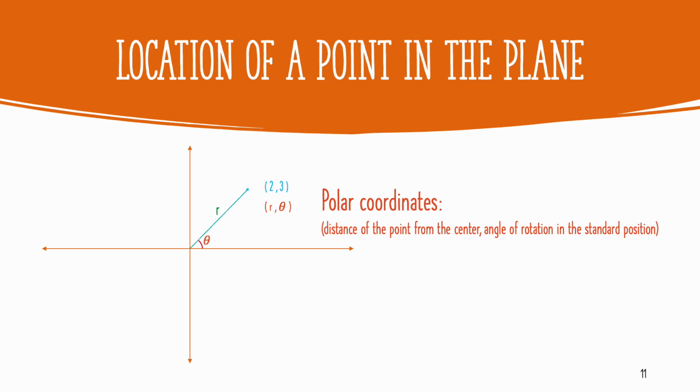So remember, rectangular coordinates would be 2 and 3. Polar coordinates would be the distance of the point from the center and then the angle of rotation in standard position.